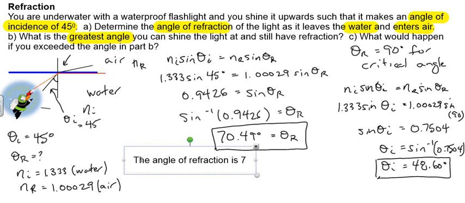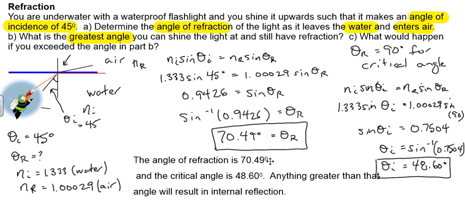The angle of refraction is 70.49 degrees. So the angle of refraction is 70.49 degrees, and the critical angle is 48.6 degrees. Anything greater than that angle will result in total internal reflection.